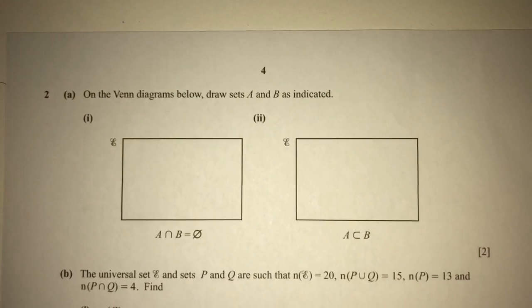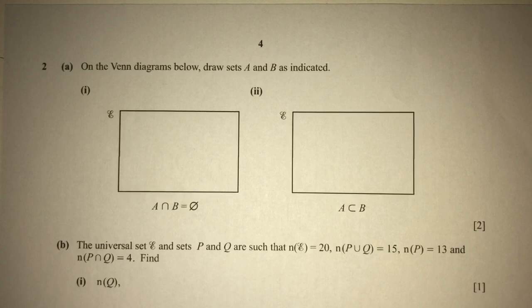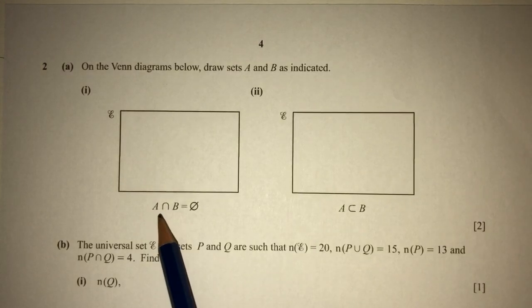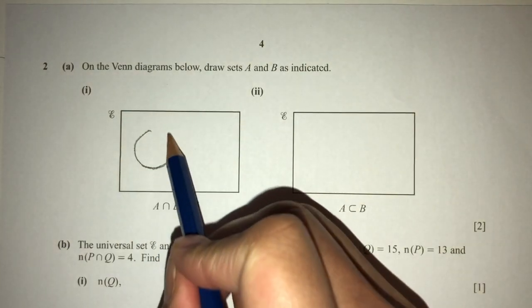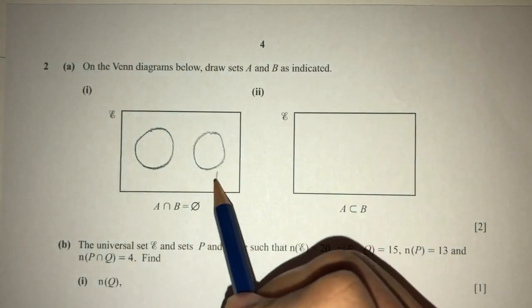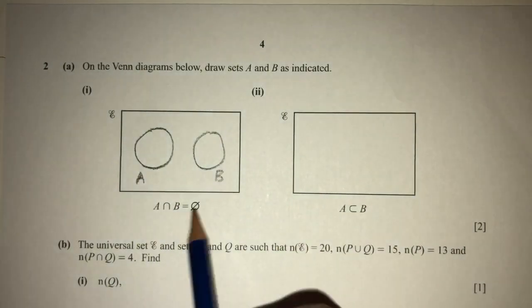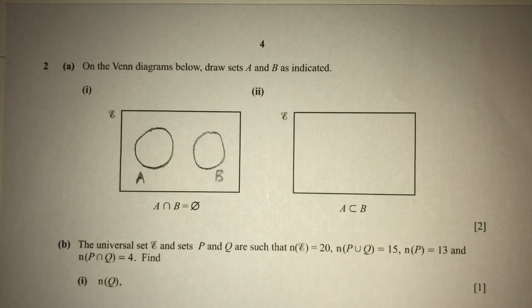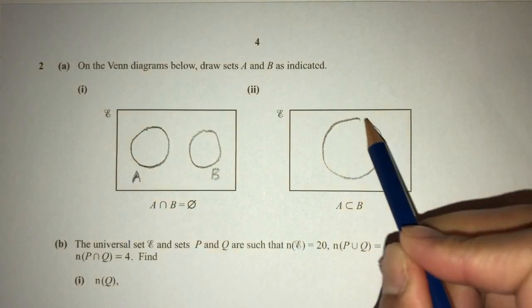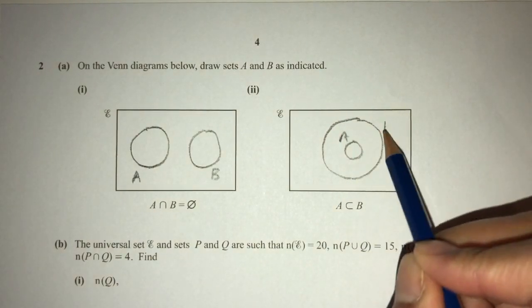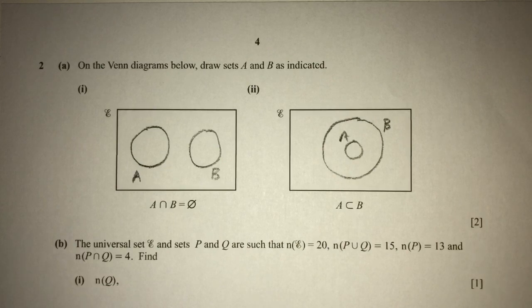Okay, so let's move on to question number 2. On the Venn diagram below, we have to draw the sets A and B as indicated. So part 1, we have to show that the intersection of A and B is equal to the empty set, or 0, which means that they do not meet. If we have A here, B will not meet with A because the intersection is 0. That's the first one. Now for this one, you can see A is a subset of B, so A has to be inside of B. So this is A and B. That will be your answer for part A.